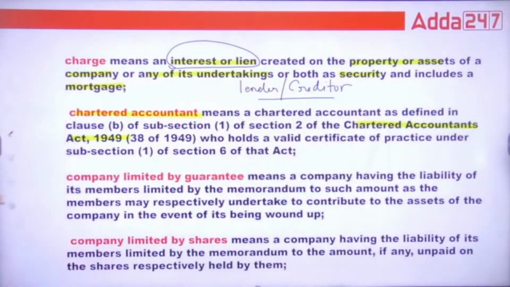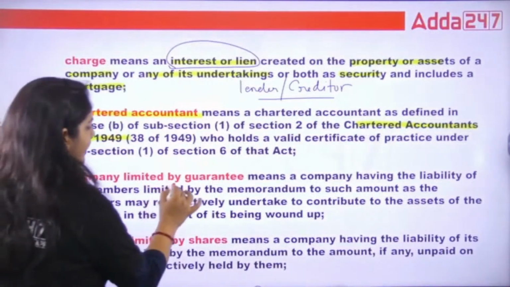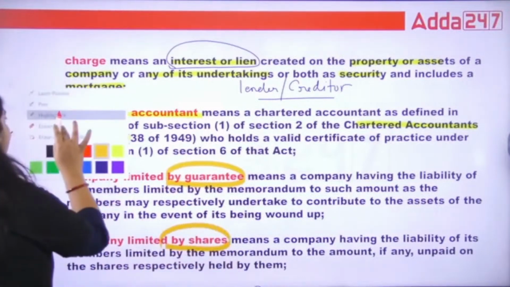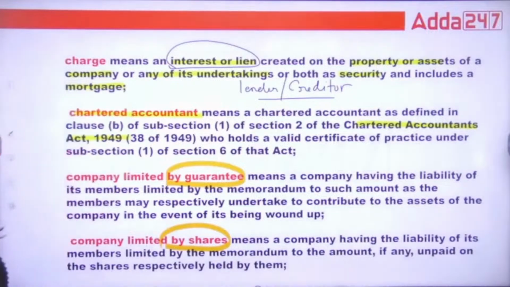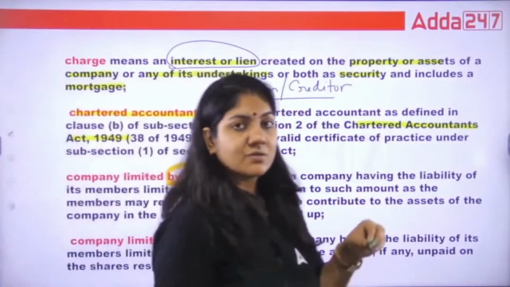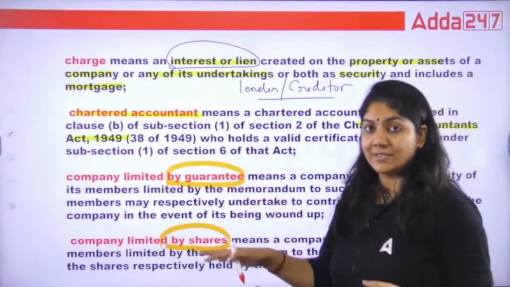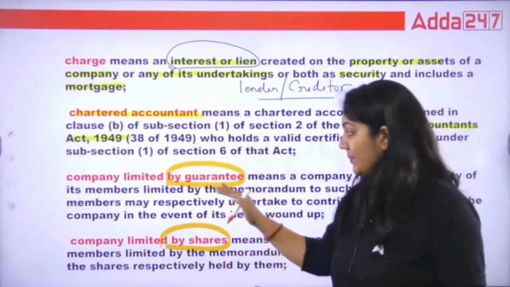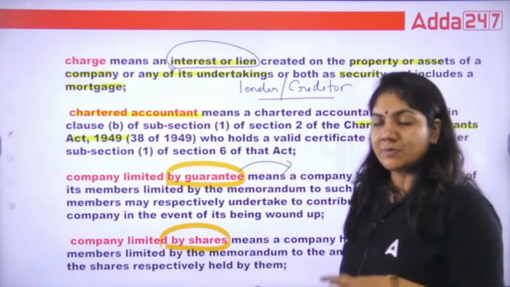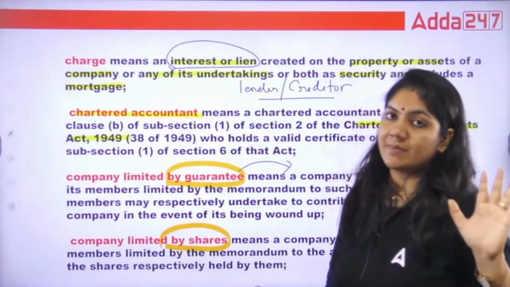In the types of company, as you can see, there is company limited by guarantee and company limited by shares. We have already done the types of company. The company which is limited by guarantee means, suppose any company is going to be wound up, in that case what will happen? Suppose person X has given a guarantee of 50 lakh rupees, so only 50 lakh rupees that person is liable.